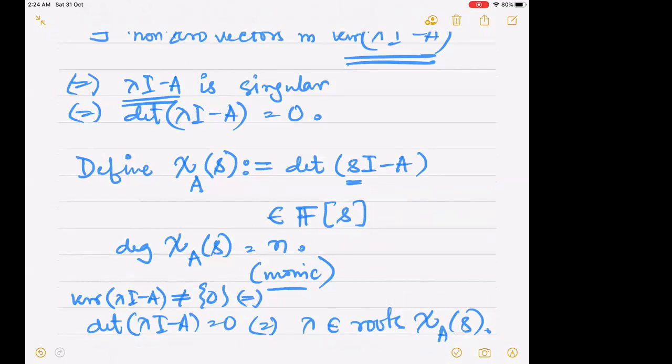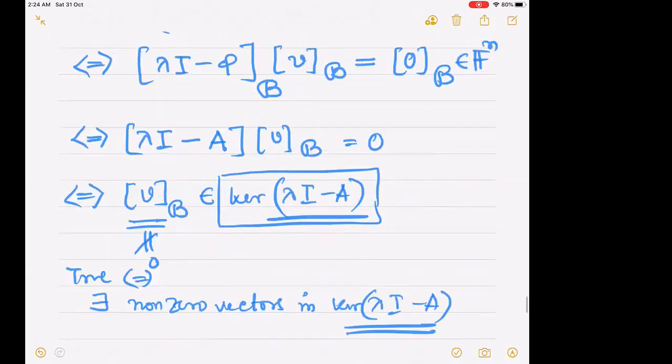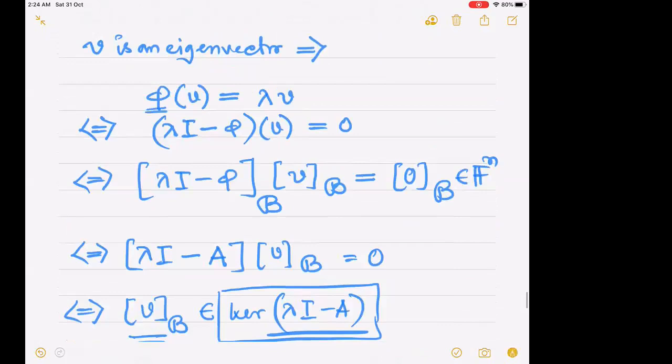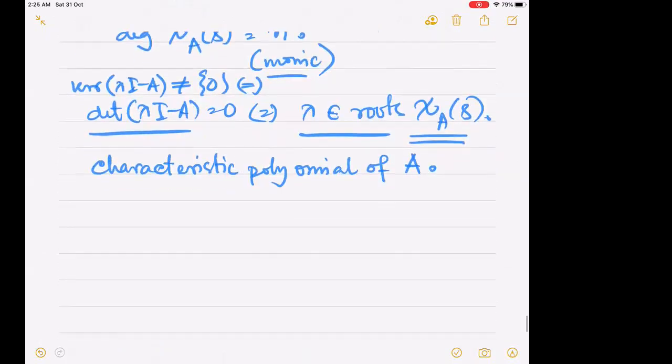But then one might ask: my starting point was this linear operator phi, and this linear operator phi may have various different matrices A based on the ordered bases. I choose a different ordered basis, I get a different matrix A, isn't it? So one matrix may give some characteristic polynomial, the other matrix may give a different one. So which one do I believe in? It turns out that this question is meaningless. It's not even required.